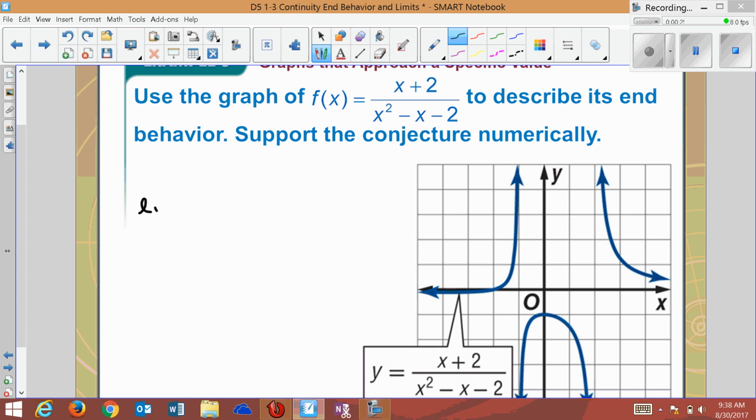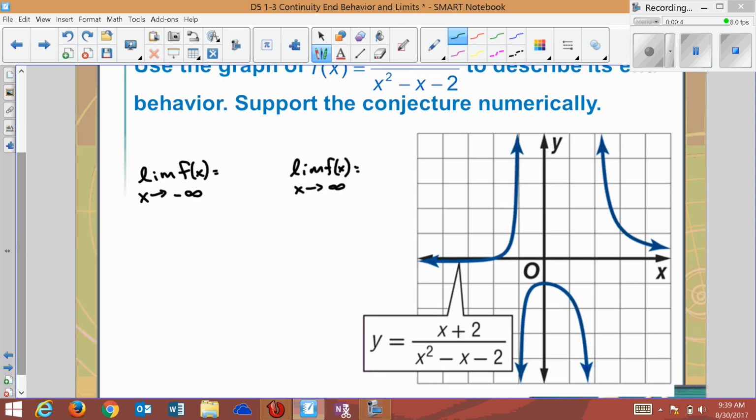So if we have to find end behavior, you're always going to start with this. What happens to y as x approaches the left? Remember, left is symbolized by negative infinity. And you'll also say, what happens to y as x approaches the right? Okay, so what does happen? Let's check that out and find out.